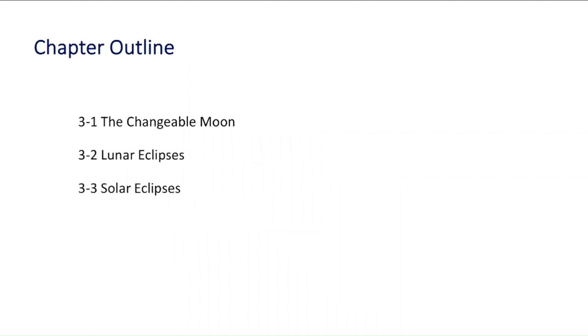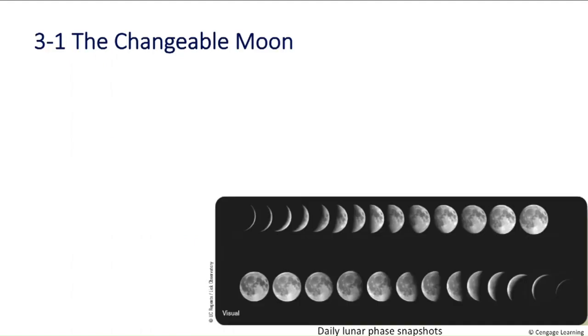Here's a quick overview of what we will cover. First, we will look at the moon's monthly cycle of phases from new moon to full moon and back again. Then we will dive into the science of eclipses, starting with lunar and then solar. And we will end by looking at how astronomers use geometry and timing to predict when and where eclipses will happen. Let's begin with something we all can observe, the changing appearance of the moon.